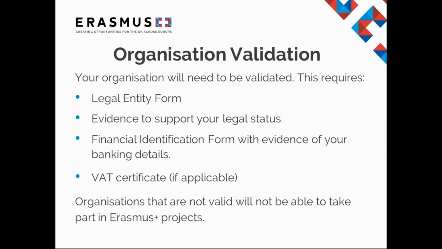Your UK consortium partners will also need to be validated by the UK National Agency. Please therefore ensure that your partners have uploaded all the necessary documents for the participant portal to prevent delays to the process. Please note that organizations that are not valid cannot take part in Erasmus Plus funded projects. If you or your partners cannot provide the correct and fully completed documents during the validation process, there may be significant delays to the processing of your application, and the NA may even have to withdraw its offer of funding if your application is successful.